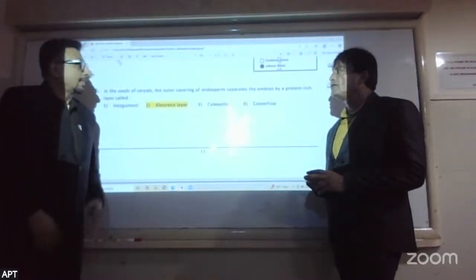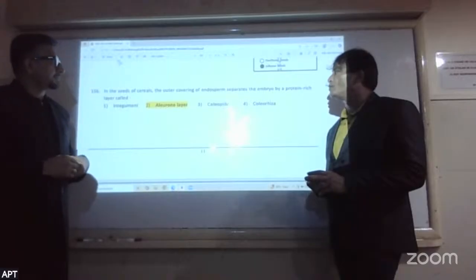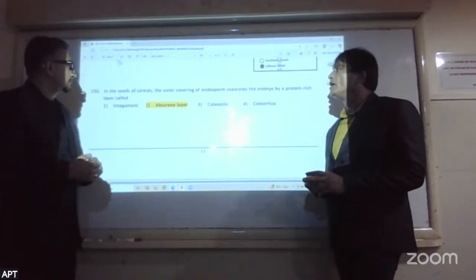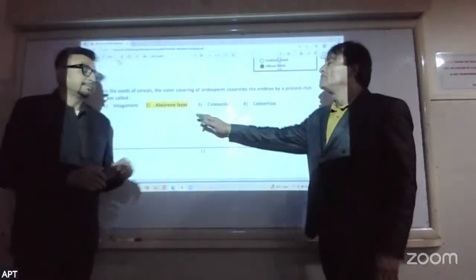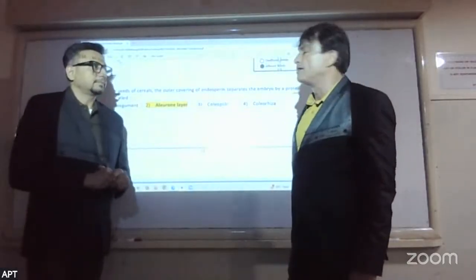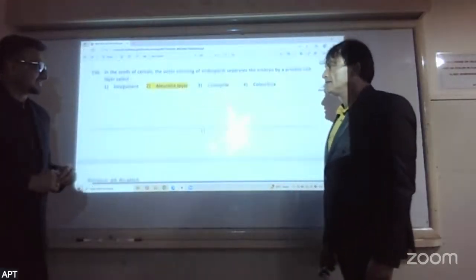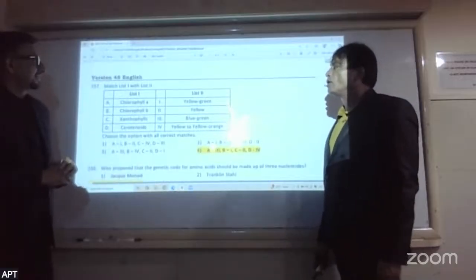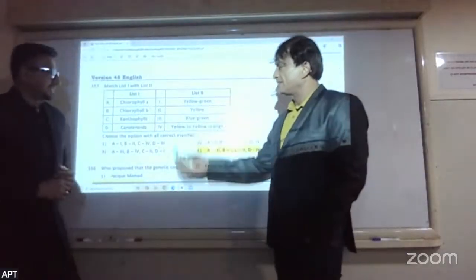In the seeds of cereals, the outer covering of endosperm separates the embryo by a protein-rich layer. Quite a simple question: aleurone layer. Line pickup. Diagram, yes, there is a diagram. Again, match the column. Colors were asked, they are straight colors, correct?